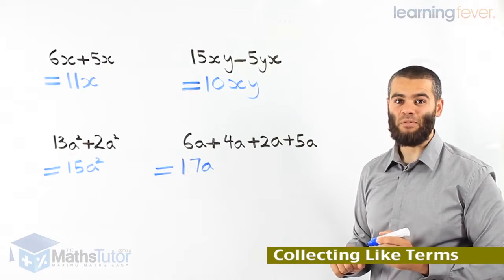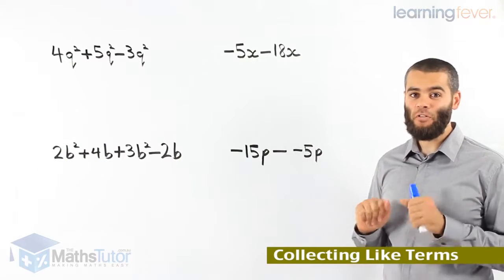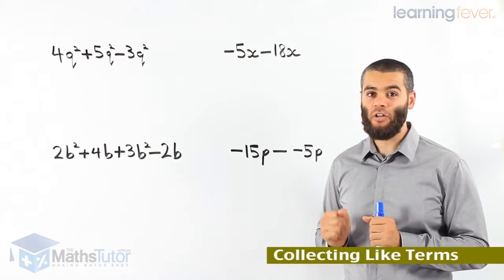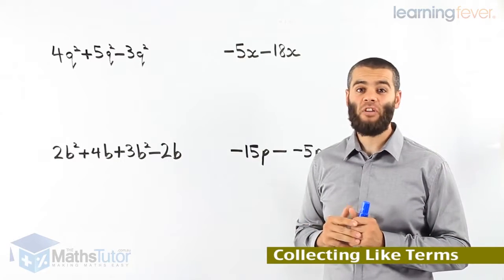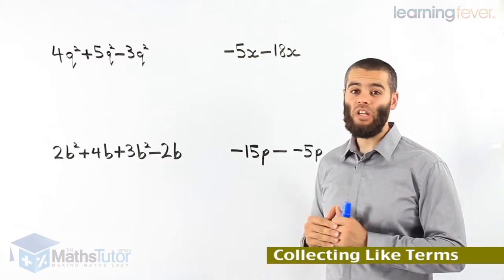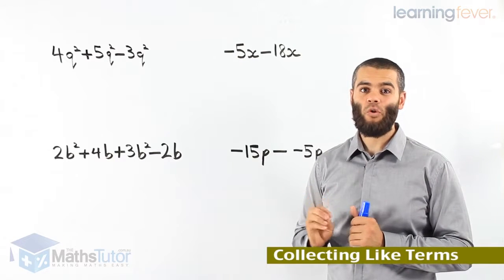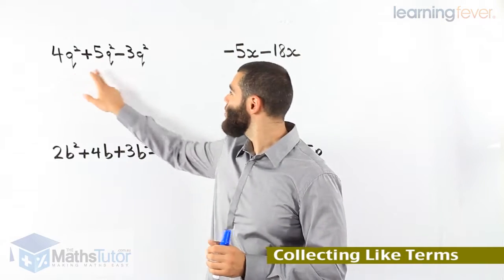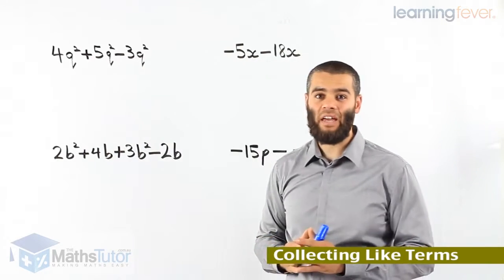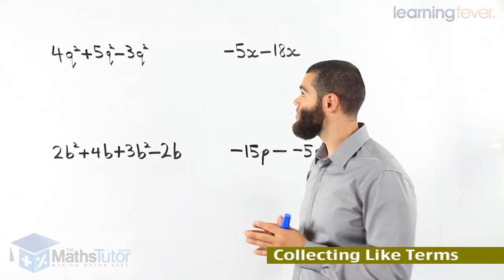Let's do some more examples. Okay, more complex questions now. We're collecting like terms. We have 4q squared plus 5q squared minus 3q squared. Are they all the same pronumerals? Are they all like terms? q squared, and q squared. Yes, they are. We can collect like terms.